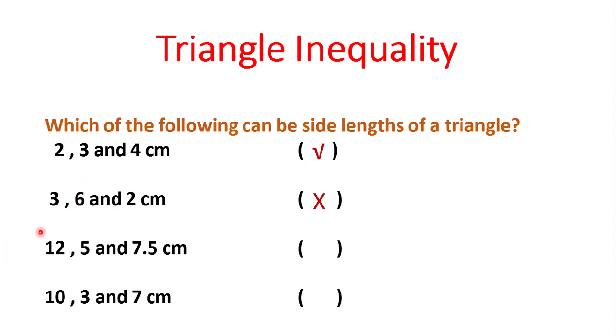Okay, the next one, by the same way, I'll add 5 plus 7.5 is 12.5, greater than 12, so it can be a length of a side triangle. I'll add the smaller two, or the smallest two sides, and the summation should be greater than the third. Here, for example, 5 plus 7.5 is 12.5, it's greater than 12. Here, for example, we have 3 plus 7 is 10. It's not greater than 10, so it can't be a side of triangle.